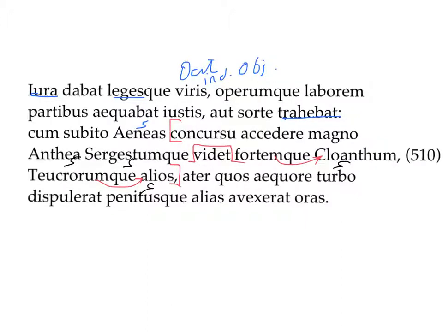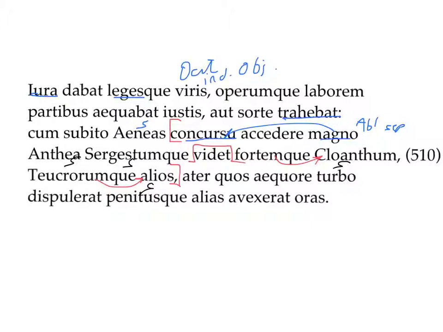Okay? So, Aeneas sees that Anthea and Sergestum and mighty Cloanthus and others of the Teucrians approached from the great crowd. So here we have an ablative of separation, with magno concursu. Whom? We're in big quotes there. Whom?